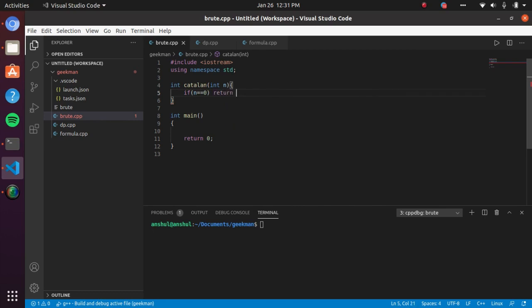return 1, and then we will write the main case. For int i equal to 0, i less than n, i plus plus.